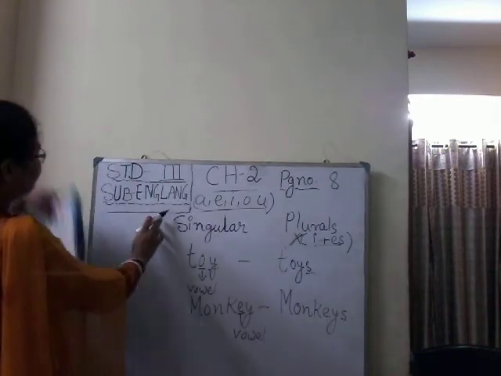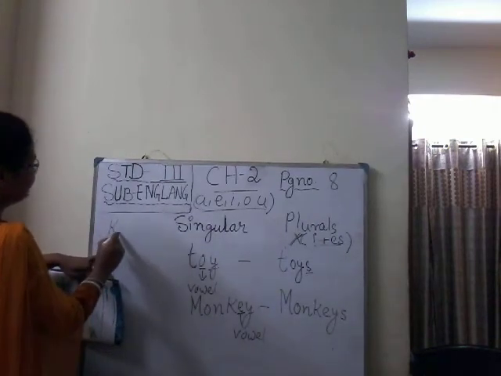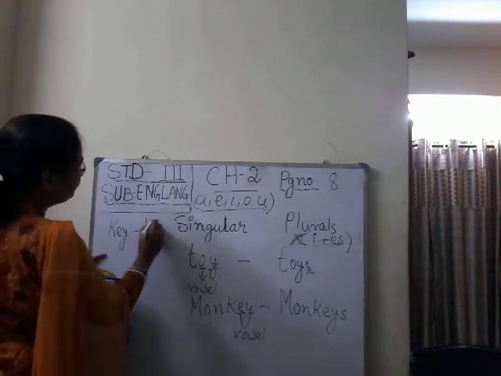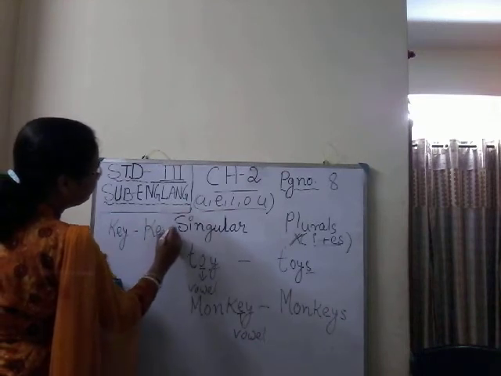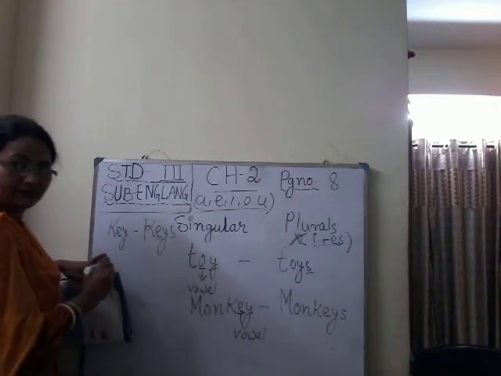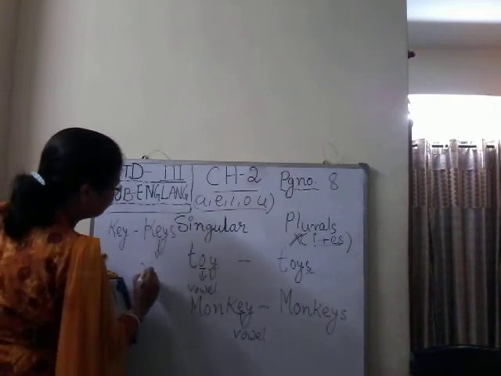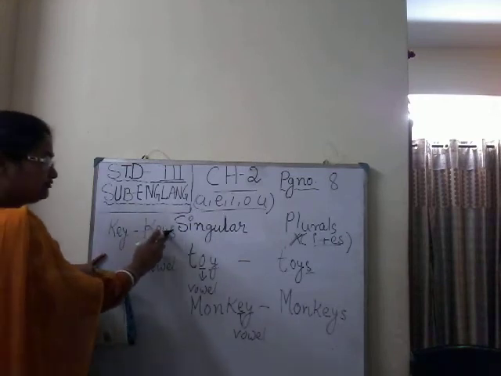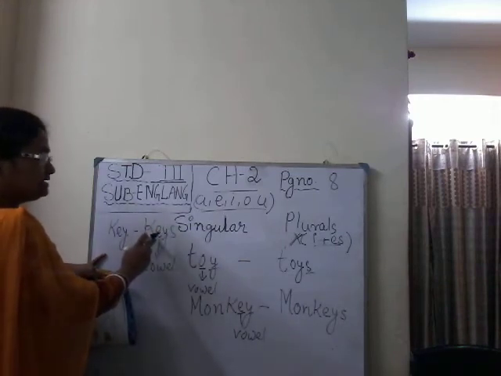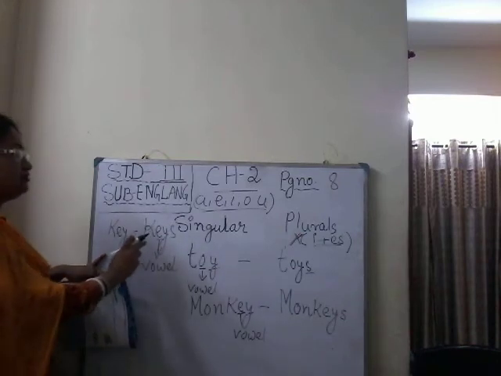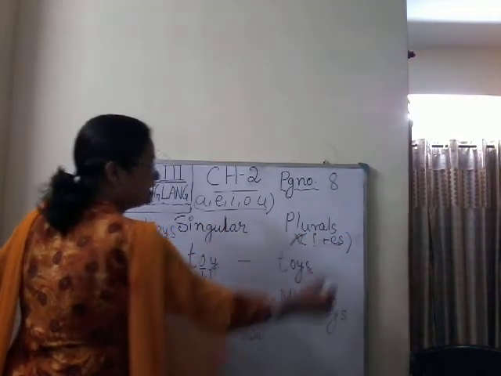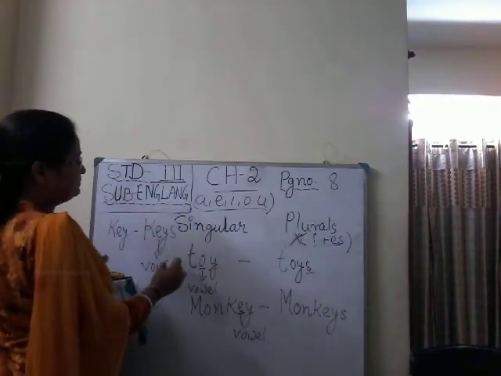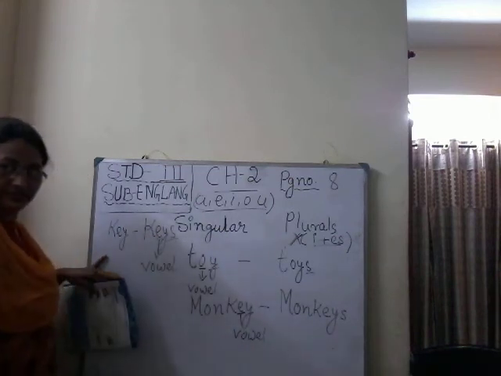In the same way, one more example, see, key. K-E-Y. Key is in singular form, plural will be K-E-Y-S. Same reason. Why? Because E is a vowel. The letter E is a vowel. So before Y we have found that E is a vowel. So we are not using this formula. We are not replacing Y with I and adding ES. We are simply adding S to it.